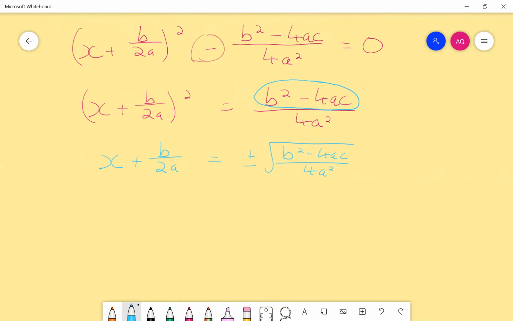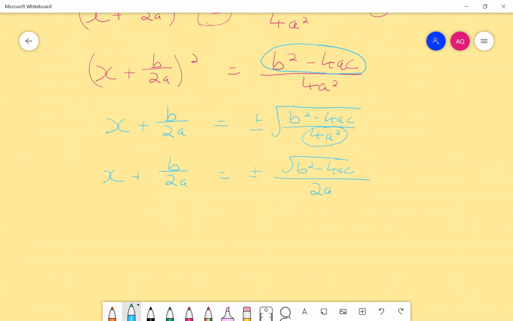However, when you take the square root of a fraction, you can just take the square root of the top and the square root of the bottom. So plus or minus square root of b squared minus 4ac. So that looks quite good. The square root of 4a squared, well, that is actually 2a, because 2a all squared would be 4a squared. So we now have this.